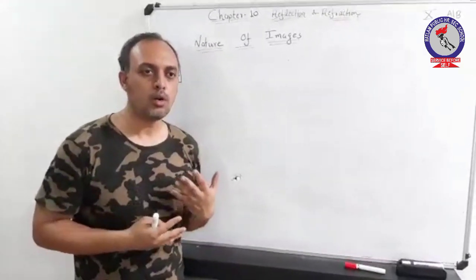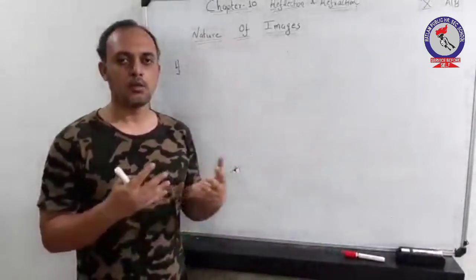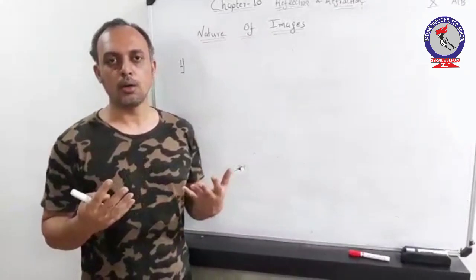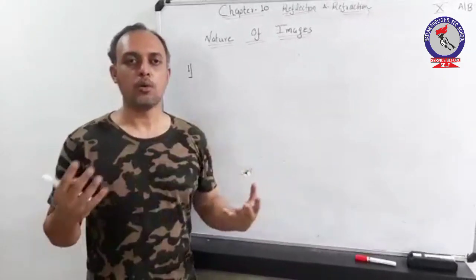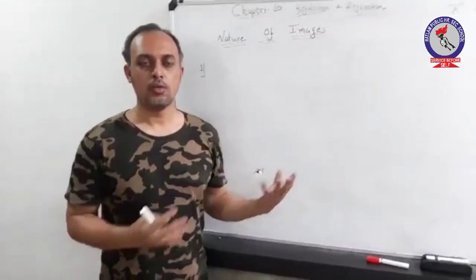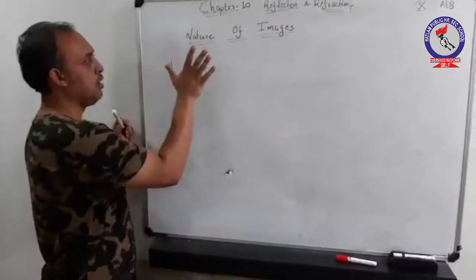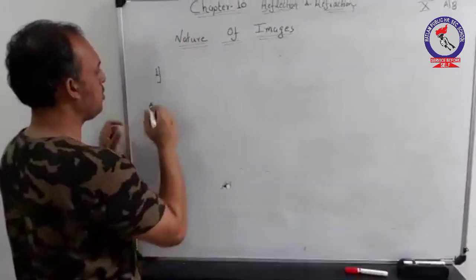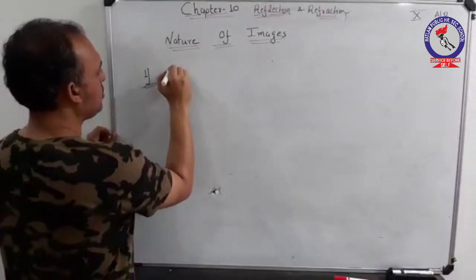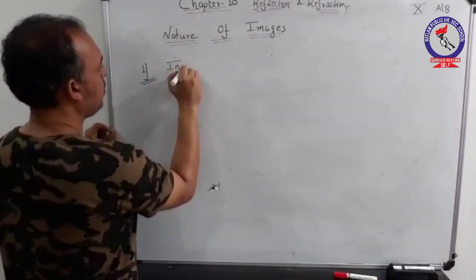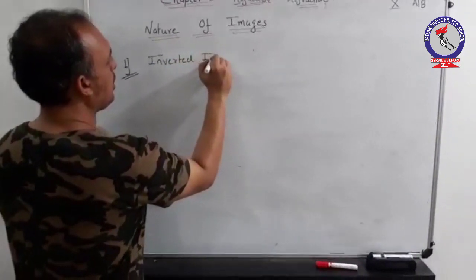Now, moving on to the further concept, talking about the nature of image. It is an important concept. Depending upon the type of mirror as well as the position of the object, we may observe different natures, which is very important to be studied. Now, under the concept of nature of image, the very first nature is the inverted image.